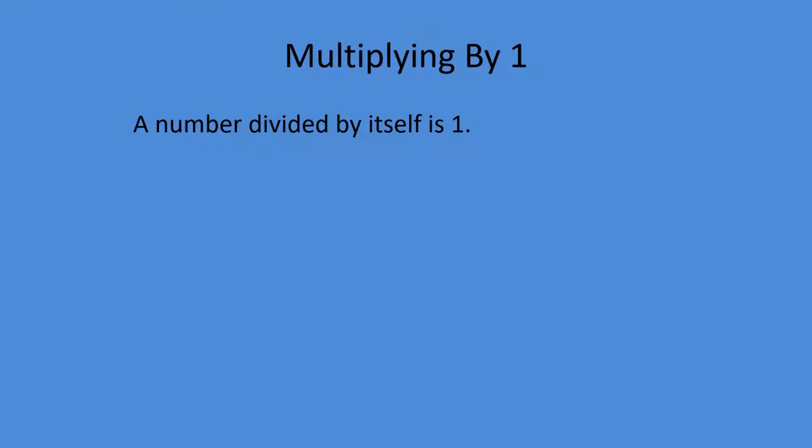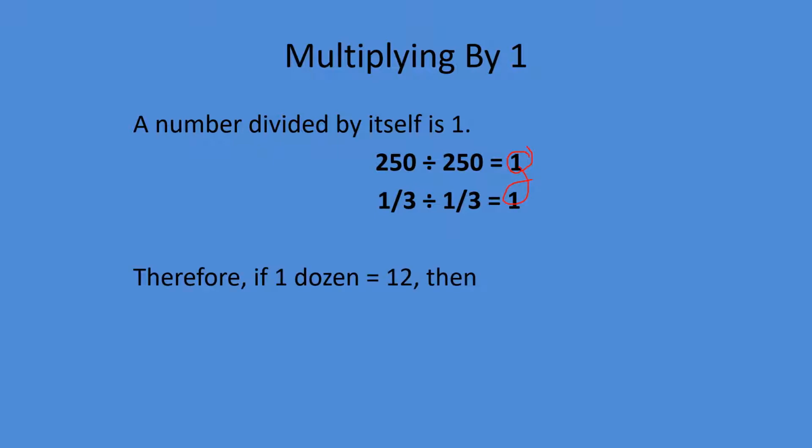All right, a number divided by itself. What's the value? Take any number divided by itself. 250 divided by 250? The power of 1 again. A third divided by a third? 1. All right, so therefore, if we have a dozen, what does that equal? 12. So when we put units to a number, it changes the entire meaning. So what does a dozen mean? 12. What does 12 mean? 12. It just means 12. It's the number. So when you put units, it changes the value. So you got to be wary of that.